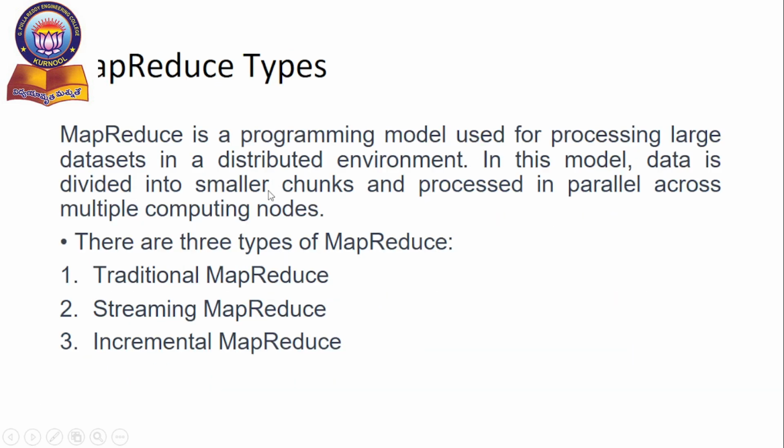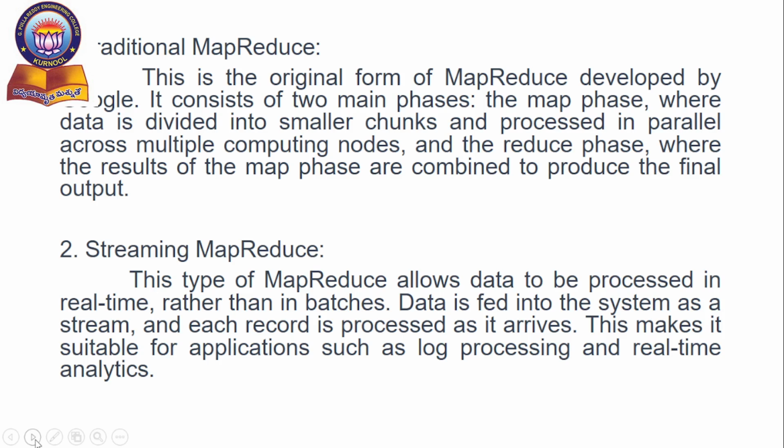So, MapReduce types. MapReduce is a programming model used for processing large data sets in a distributed environment. In this model, data is divided into smaller chunks and processed in parallel across multiple computing nodes that are available in the specific cluster. There are three types of MapReduce. We have traditional MapReduce, streaming MapReduce, and incremental MapReduce.